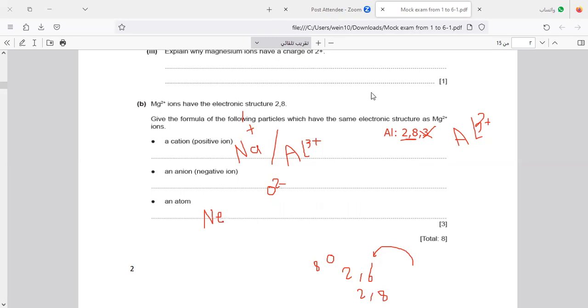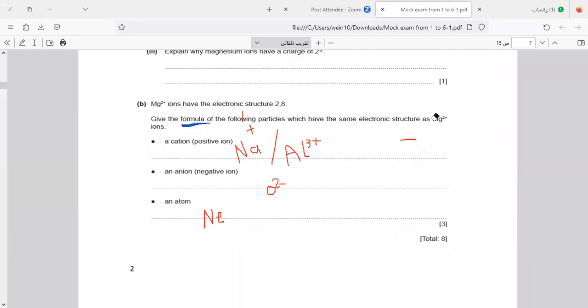The common mistake here, I think the question said, give the formula. He didn't say give the name. Some students will write here, instead of Na+, sodium. Okay, I agree with you. But the question said, I need formula, not name. Here, atom, maybe someone will write neon, N-E-O-N. No. The question said formula. Attention. I don't need the name, I need the formula.